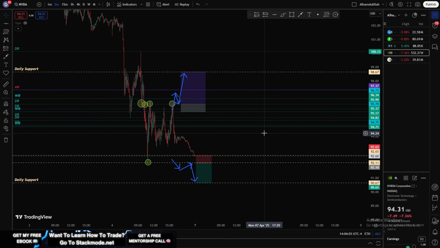Eyeball this on the screen right here. So try and make it as easy as possible. So once again, resistance, we're expecting this to turn into support and take it up to the next support leg up here. Support, we're expecting that to turn into resistance, and you take it down to the leg down. Okay? Wait for your range to be broken, and then take your trades.